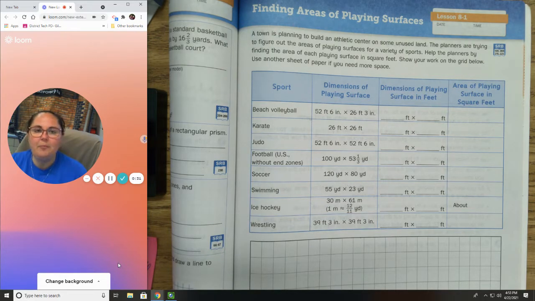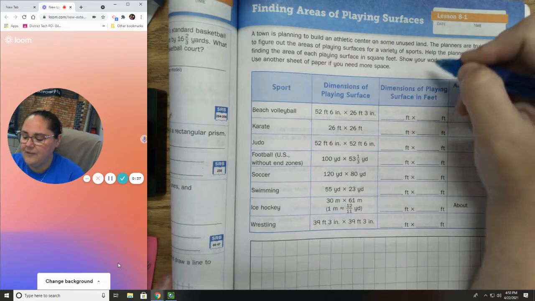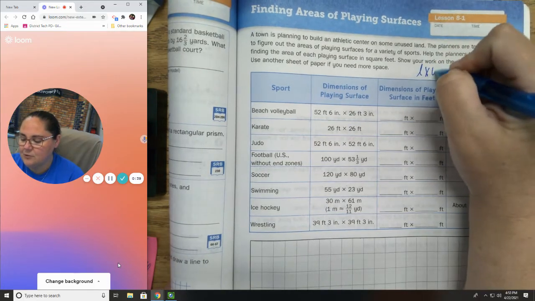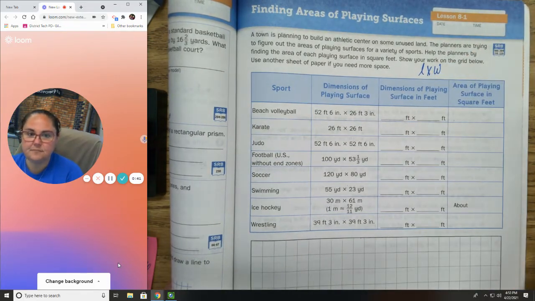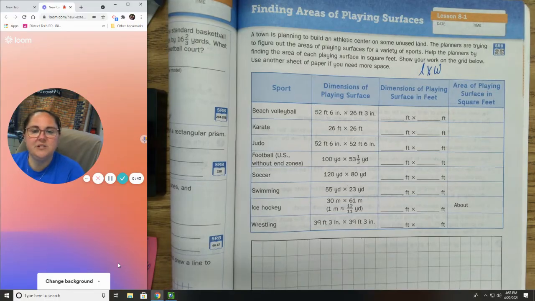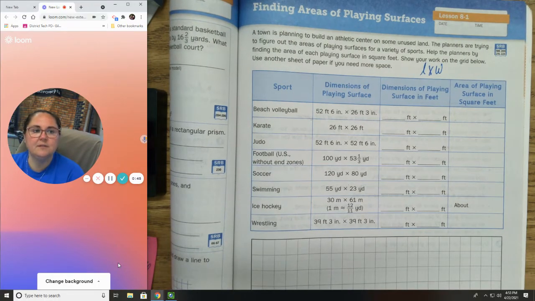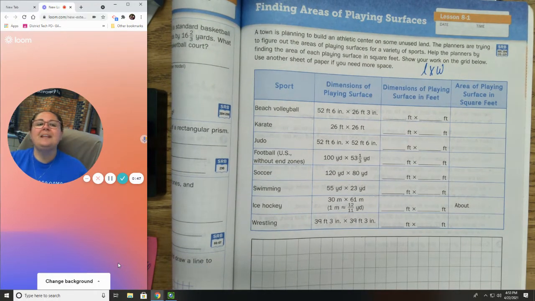So we know how to find area. We've practiced finding area, I don't know, since 4th grade. We know that when we find area, we do length times width, right? So what we are going to do today is we're going to start with 8.1 and we're going to figure out if we could plan our own athletic center. So YMCA, think of a YMCA, think of a gym, think of some place for you to go and do any cool athletic things that you need to do, okay?